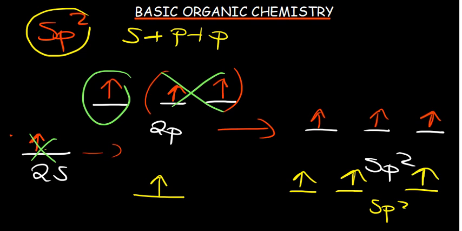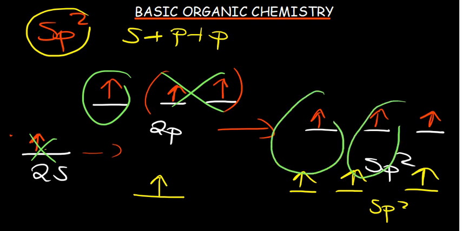What basically is going to happen is that these are going to overlap and give us what we call the sigma bonds. Then these are also going to overlap and give us the pi bond. Okay. So now let's show what basically is happening here.